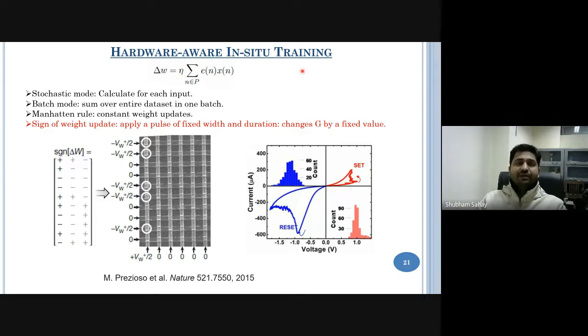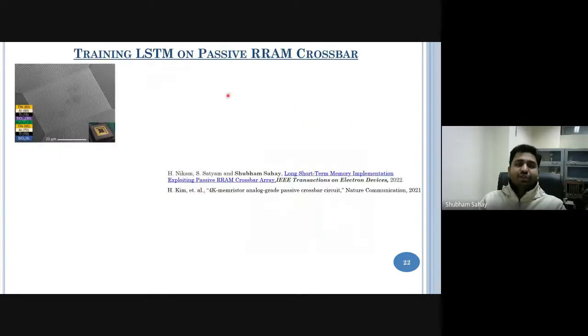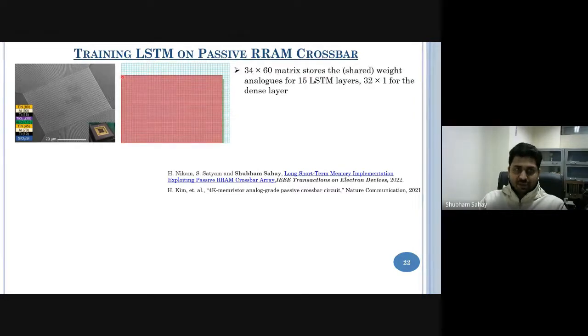Now let me talk about how we trained the long short-term memory, which can be used to predict the future based on the past, on a passive RRAM crossbar array. So there's this 64 cross 64 crossbar where there are 64 cross 64 RRAMs. We divided this into two sections, where we use this 34 cross 60 devices to store the weights for the LSTM layer, 15 LSTM layers. And then we had a fully connected dense layer at the end of it, for which we selected one column of 1 cross 32 devices. So this 64 cross 64 was partitioned like this.